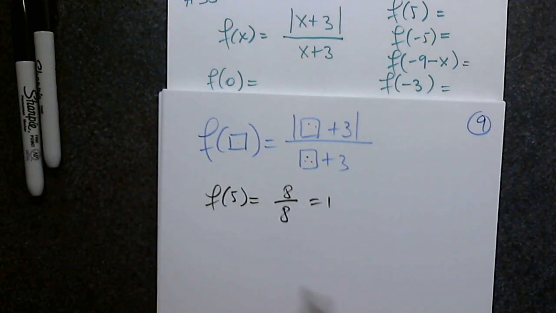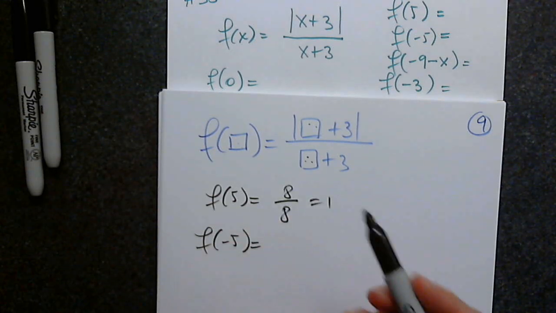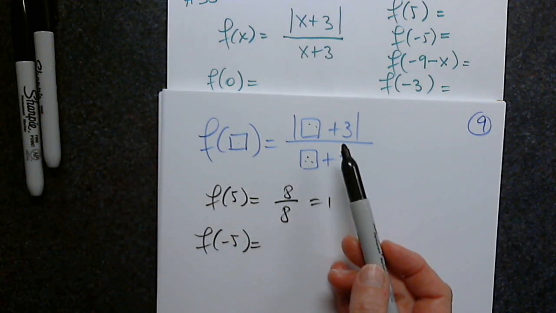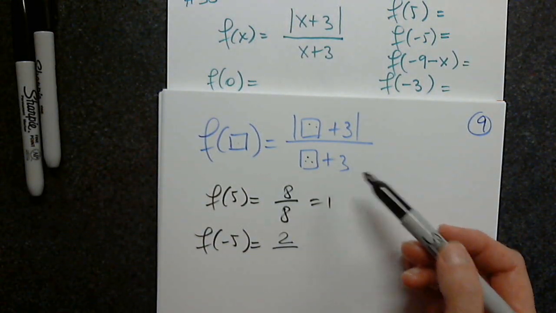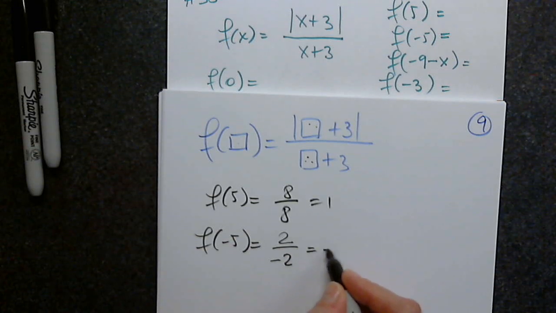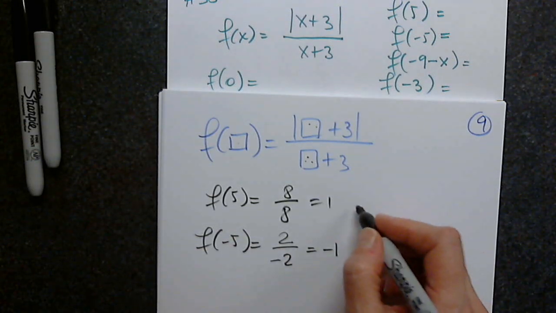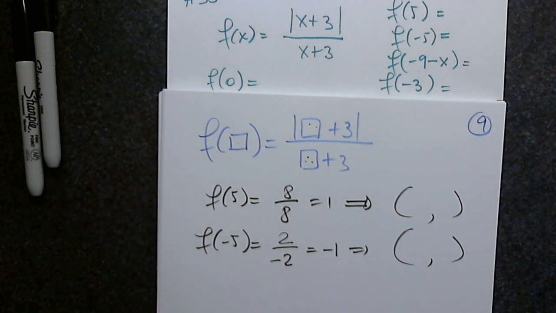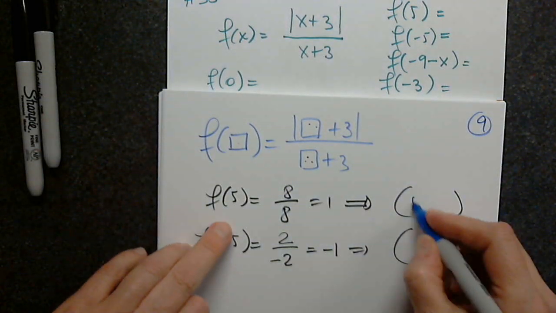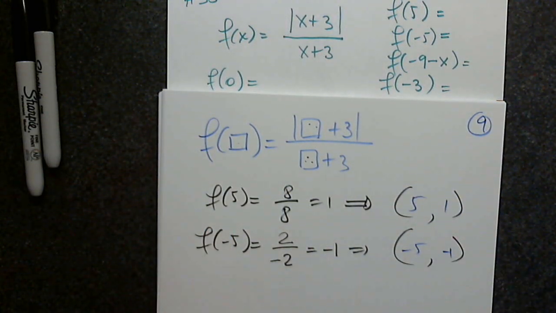Now careful. When I plug in negative 5, I have negative 5 plus 3, which is negative 2, and in absolute value 2. But now the denominator, negative 5 plus 3, is negative 2, so the answer in this case is negative 1. So now the ordered pairs that I just determined, what are those? Perfect. 5 and 1, negative 5, negative 1. I know we're not finished, but I wanted to emphasize that. Any questions, please? Is this okay, everyone?